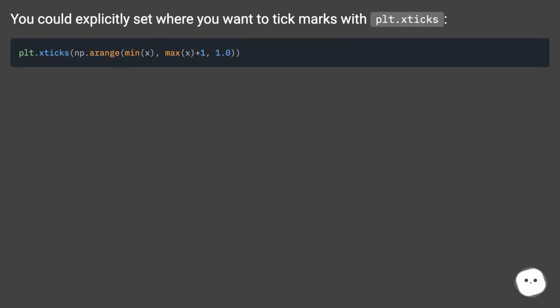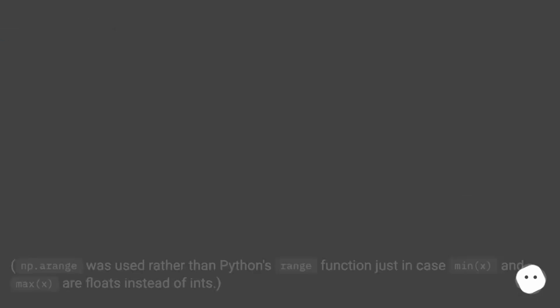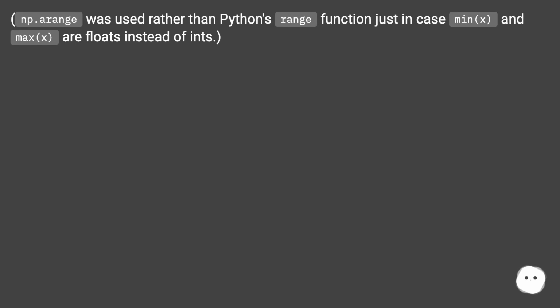You could explicitly set where you want the tick marks with plt.xticks. For example, np.arange was used rather than Python's range function just in case min_x and max_x are floats instead of ints.